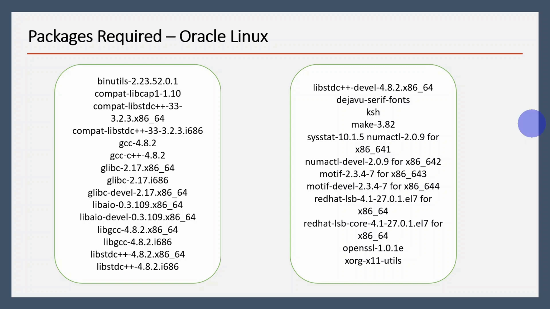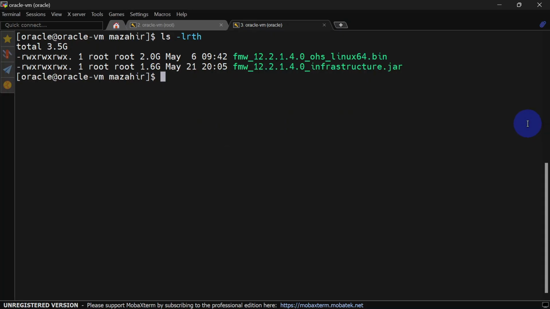So let us get back to our terminal and see WebLogic installation. For that, you will require the infrastructure jar and also you'll have to install Java first. For that also you can refer to previous videos. In this video, we won't be seeing all those things. We'll proceed with the installation quickly. So for that, you'll have to run java -jar and you can hit enter.